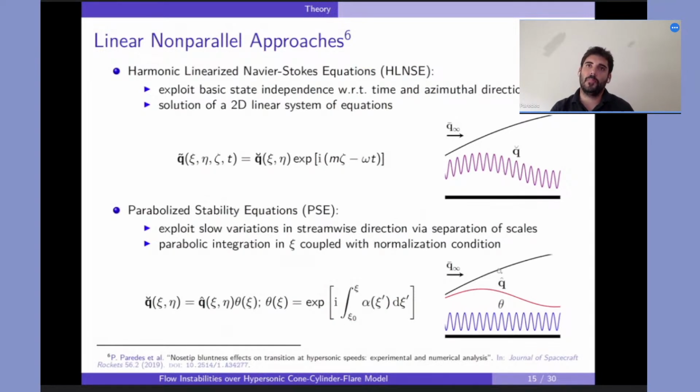But in this case, all the theory I'm using here is for non-parallel flow, and I'm taking these effects into account in the solution. So we can use either the harmonic linear Navier-Stokes equations. They still exploit the basic state being independent with respect to time and azimuthal direction, but we solve a full two-dimensional system of equations to solve for this purple line. However, when we also assume that the flow has a slow variation in the streamwise direction, then we can use the PSE, or parabolic stability equations. But at the end, we get the same solution, either with more points or fewer points. It's just faster.